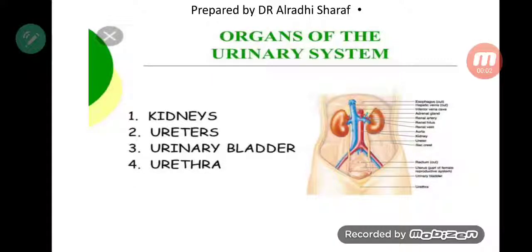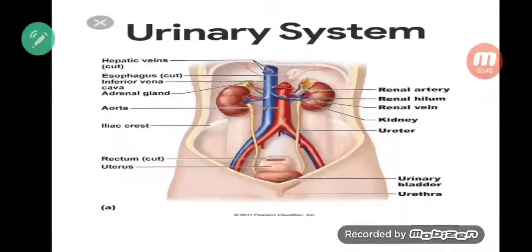The anatomy of the urinary system. First, we will identify the components of the renal system, or urinary system. We have two kidneys, the right kidney and the left kidney. We have two ureters, right and left, and the urinary bladder, then the urethra, in both male and female.